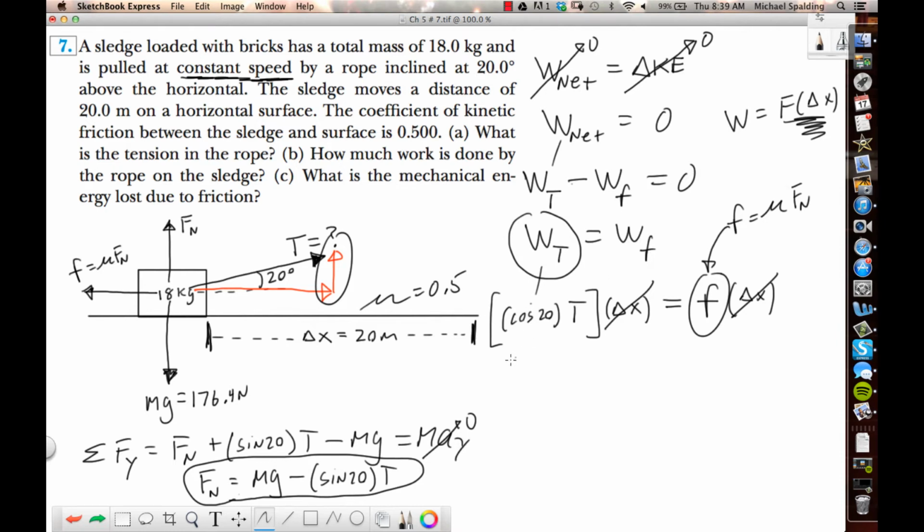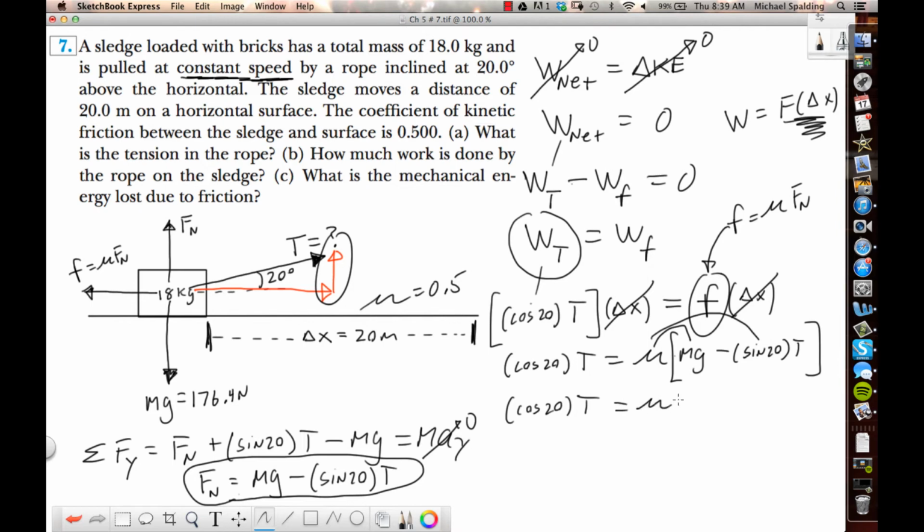Okay, so back to here. So we have cosine 20t is equal to, so friction is what? Mu times normal force. But what's the normal force? The normal force is mg minus sine 20t. Okay, so now you got to distribute the mu. Cosine 20t equals mu mg minus mu sine 20t.